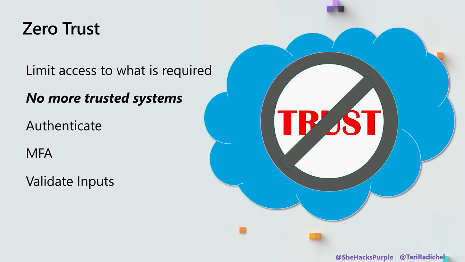So the idea of zero trust is you no longer trust those things inside that environment. This includes networking, but it includes more than that. You want to make sure you authenticate, you want to have MFA, you want to validate your inputs, things like that. It's basically no more trusted systems. Everything gets verified.